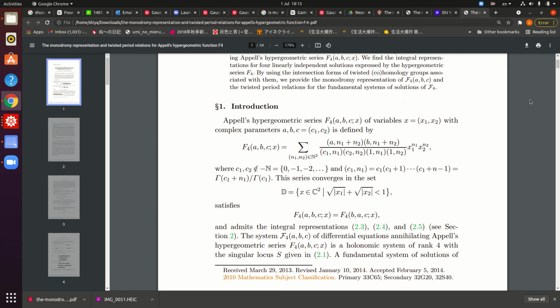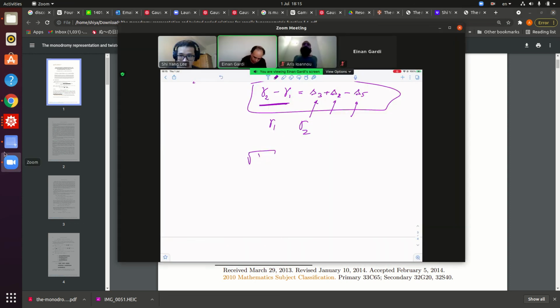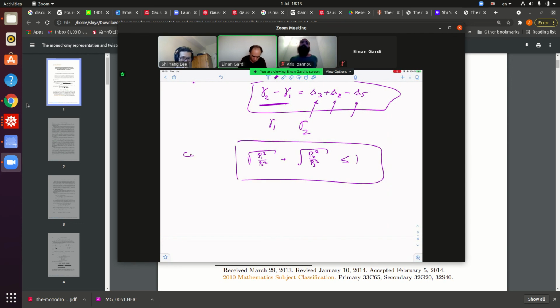yeah, the physical condition for which this would be divergent or convergent. And I think we can immediately understand what it means physically. So what we have is square root of p1 squared over p3 squared. Do you see what I'm doing? Yes. Plus square root of p2 squared over p3 squared smaller than 1. That's the condition for a convergent series.